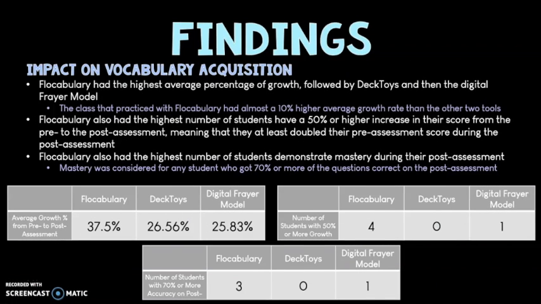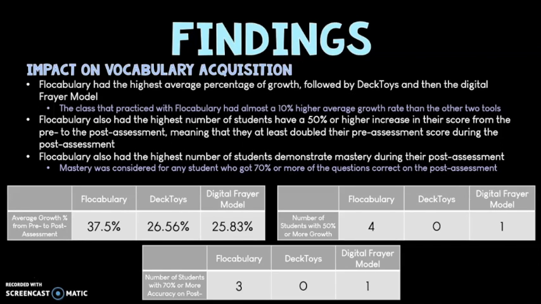A second theme that emerged was the impact that these tools had on vocabulary acquisition. Overall, Flocabulary had the highest percentage of growth from pre to post assessment, followed by Dectoys and then the digital Frere model. Looking at the data, the class that used Flocabulary had almost a 10% higher average growth rate than those that used the other two tools.